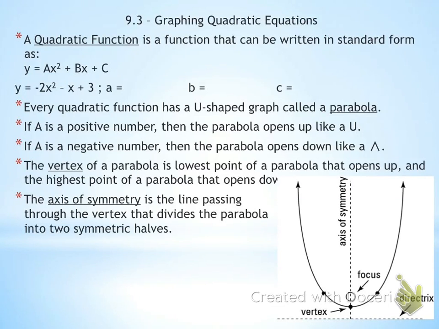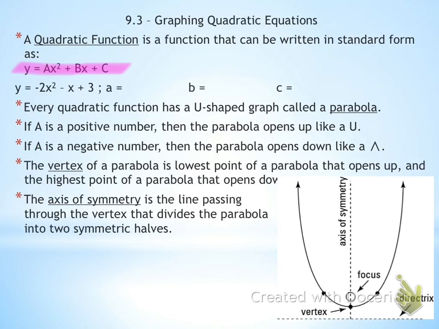Okay, today we'll be graphing quadratic equations. A quadratic equation is something that's going to have an x squared term in it. So our standard form is ax squared plus bx plus c. My a value is always going to be what's in front of x squared, b value is what's in front of my x, and c value is my constant term.